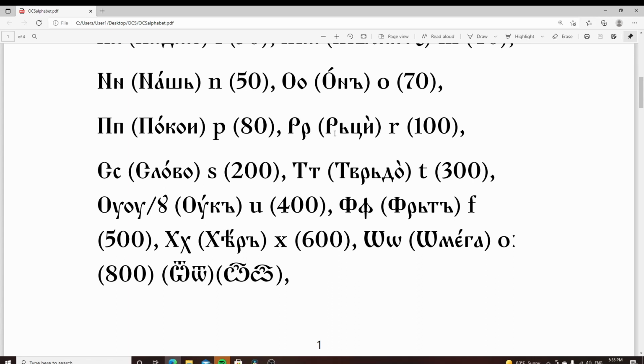Next we have ritsi, and it's represented by the sound r, and its number is 100. Next we have slovo. It's represented by the sound s, and its number is 200.